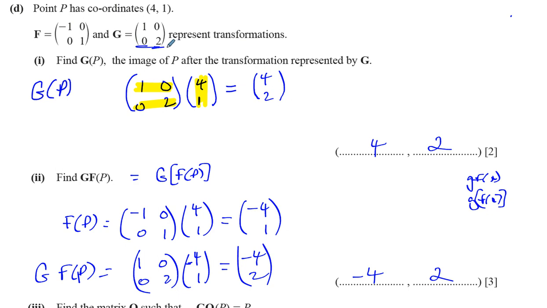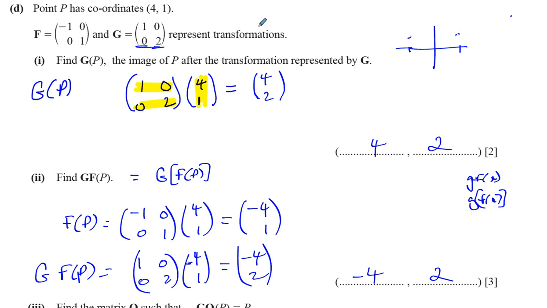Okay, but what you must realize is how to transform it using a matrix. F is actually one of the standard transformations, and you can kind of guess what's happened in F. You see, it started off at 4, 1, and it ended up at minus 4, 1. So it started there, and it ended there. You can see it's reflected in the y-axis, okay?